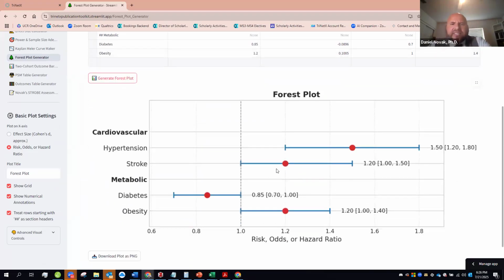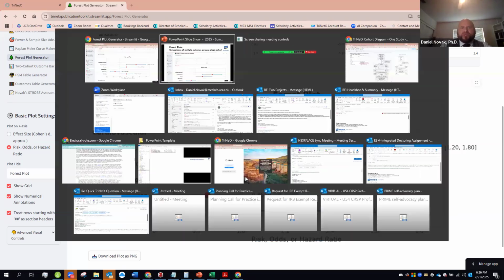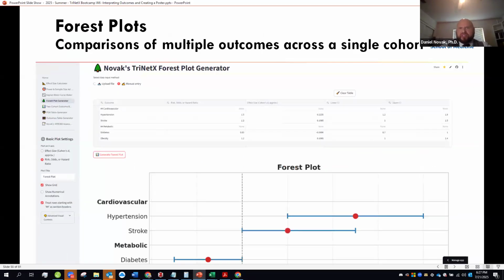In fact, we can turn on the numerical annotations for this, regenerate it, and you can see it tells you very handily that the mean risk ratio in this situation is 1.2, and that the 95% confidence interval is between 1 and 1.5. And what's really useful about that is it allows you to show people how reliable your findings are, especially if you have a bunch of them. If you've got more than two and you want to show people comparison of multiple outcomes across a single cohort, this is a really good way to summarize all of those outcomes.